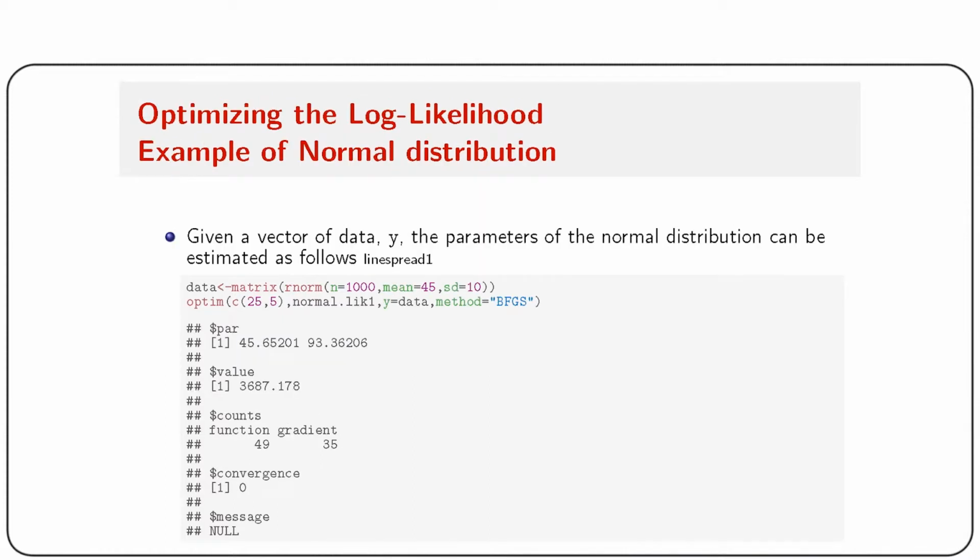Given a vector of data y, the parameters of a normal distribution can be estimated as follows. Say data, we are creating a data matrix and generating 1000 samples from a normal distribution with mean 45 and standard deviation 10. Then optim, see, the initial values of the two parameters, say 25 and 5. And normal.like1, y equals data, method BFGS, then it will give you the estimate as 45 and 91.99, that is sigma square. So the square root would be approximately 10.